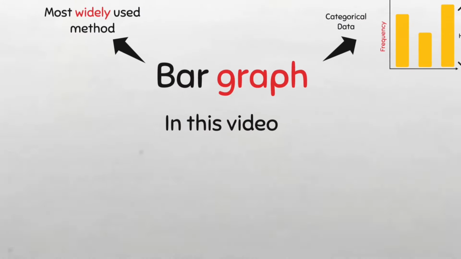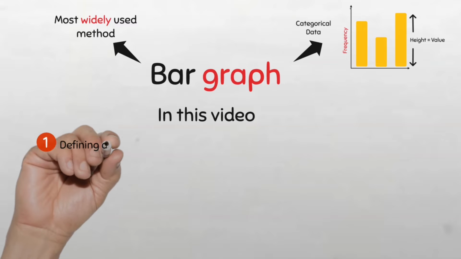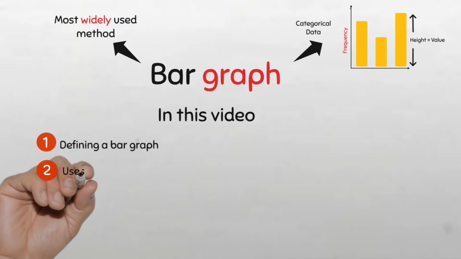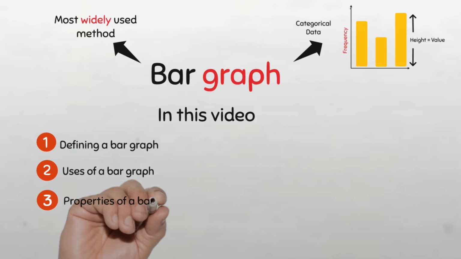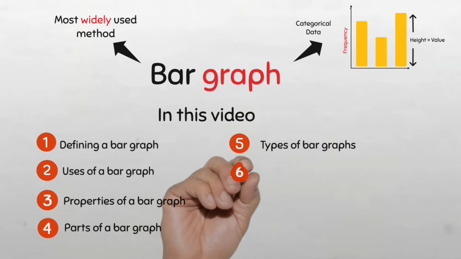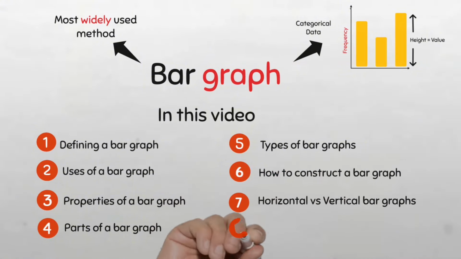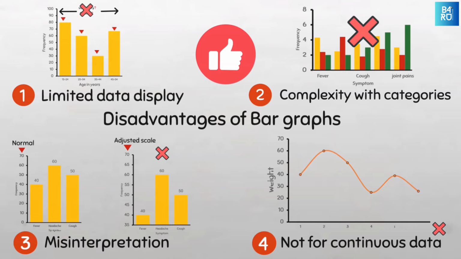In this video, we have been able to explain everything about bar charts, from the definition of a bar graph, uses of bar graph, the properties of a bar graph, parts of a bar graph, the types of bar graphs, how to construct a bar graph, horizontal versus vertical bar graphs, and advantages and disadvantages of bar graphs.